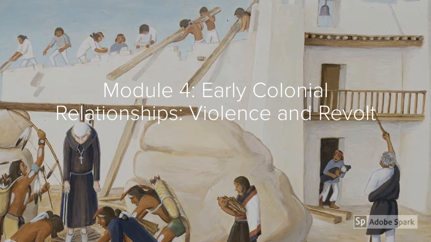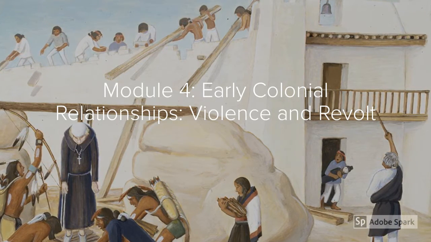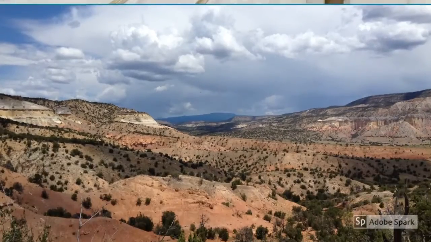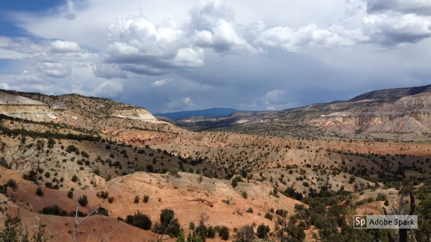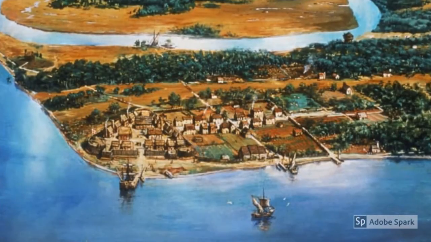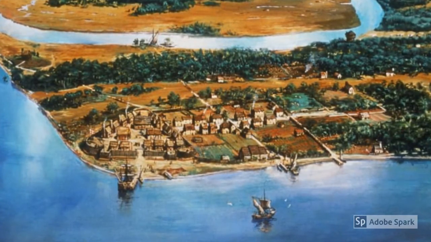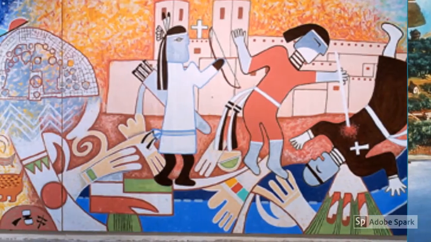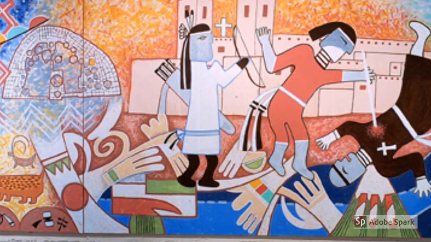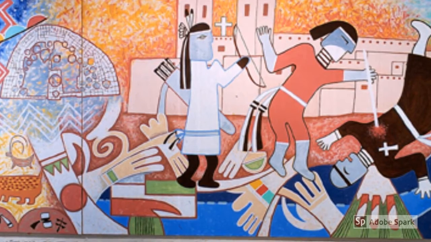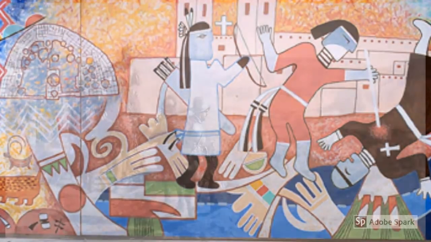Welcome to Module 4, Early Colonial Relationships, Violence, and Revolt. In this module, we will focus mainly on Spanish colonization in New Mexico and introduce British colonization in Jamestown, Virginia. The focus of this module is how violence structured relationships between Native people and European colonists in the 17th century.